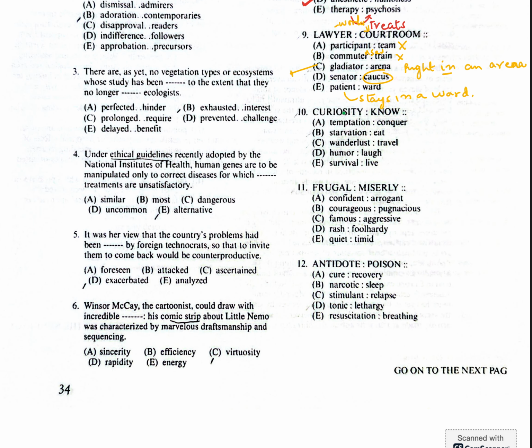Let's move on to the 10th one, curiosity and know. If I have to develop a relationship between the curiosity and know, right, these two words, I can say curiosity motivates someone to know, right? That's the driving force. So this motivates someone to know? The first one is temptation and conquer. These are two opposite ideas. Starvation and eat, right? Starvation, yes, it can cause someone to eat, right? So yes, this can be an option.